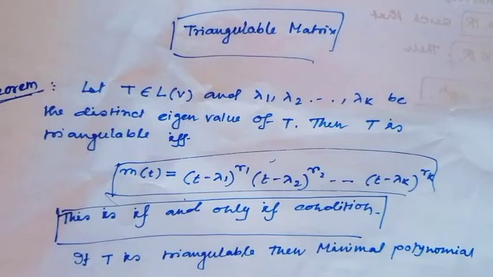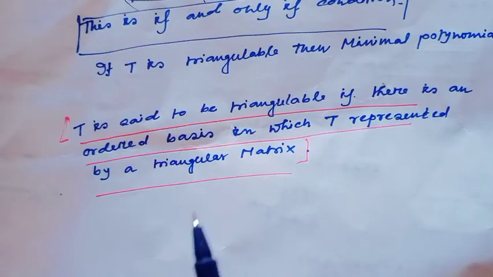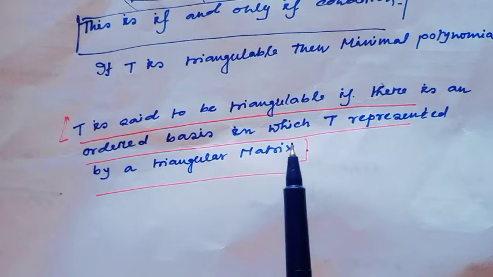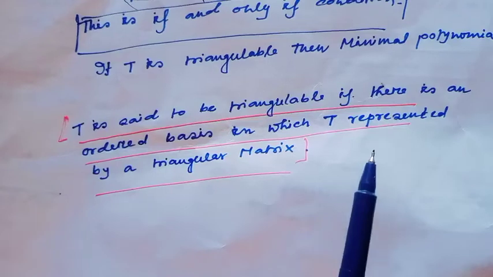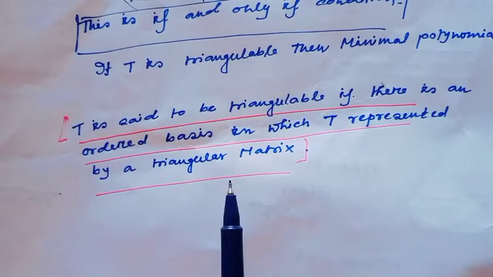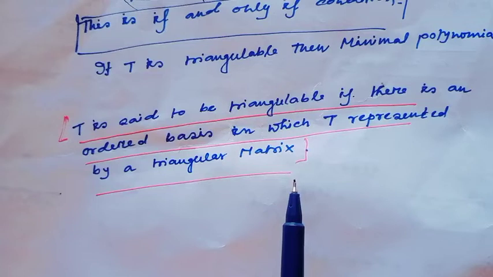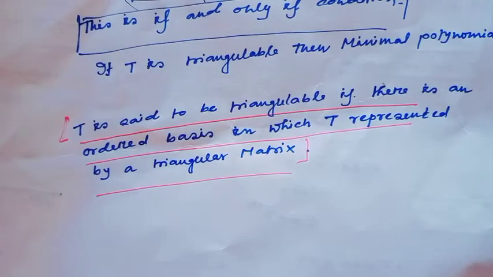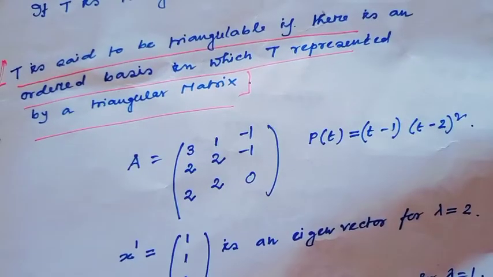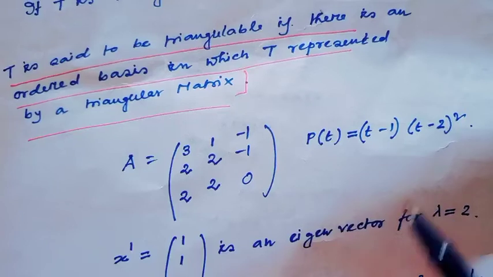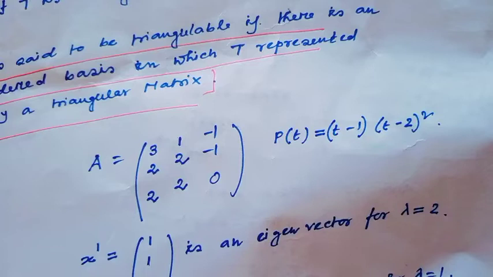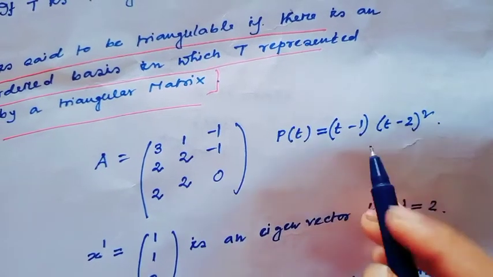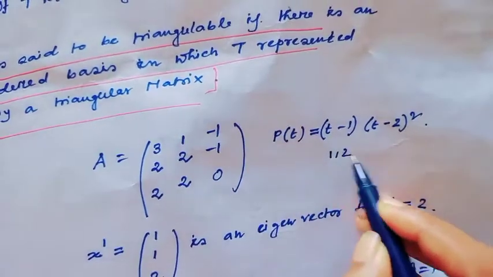Well, the actual definition is: T is said to be triangulable if there is an ordered basis in which T is represented by a triangular matrix. Okay, this is the actual definition of a triangulable matrix. As for example, this matrix, and here the characteristic polynomial would be (T minus 1) times (T minus 2) whole square, and here the eigenvalues are obviously 1, 2, 2.